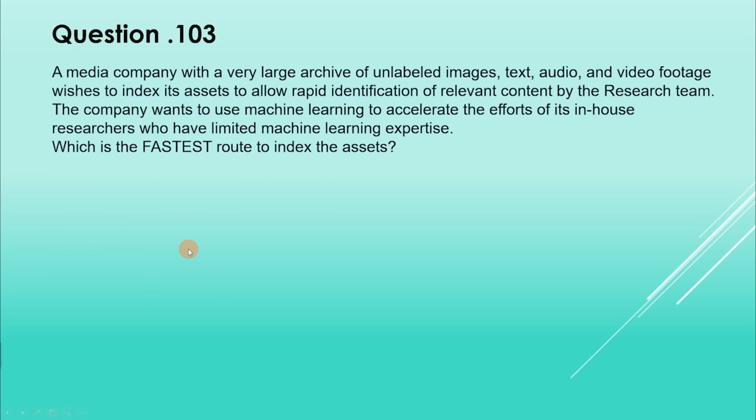Now question number 103. A media company with a very large archive of unlabeled images, text, audio and video footage wishes to index its assets to allow rapid identification of relevant content by the research team. The company wants to use machine learning to accelerate the effort of its in-house researchers who have limited machine learning expertise. Which is the fastest route to index the assets?